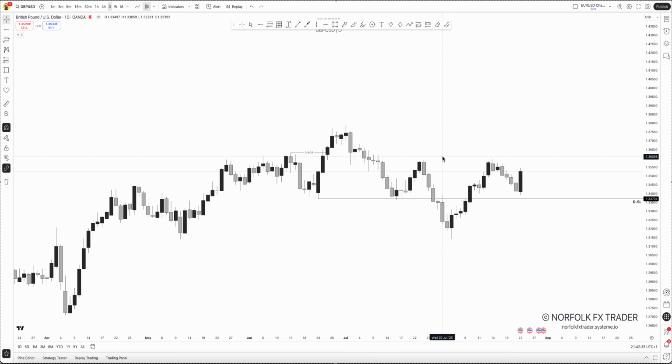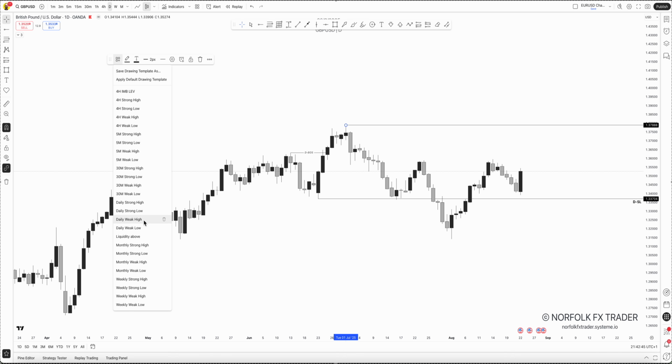Now, I'm not concerned about reading what's happening here at the moment. What I want to show you is what's happening over here. But let's just go through marking this up. So this becomes what I class as a weak high in the market.